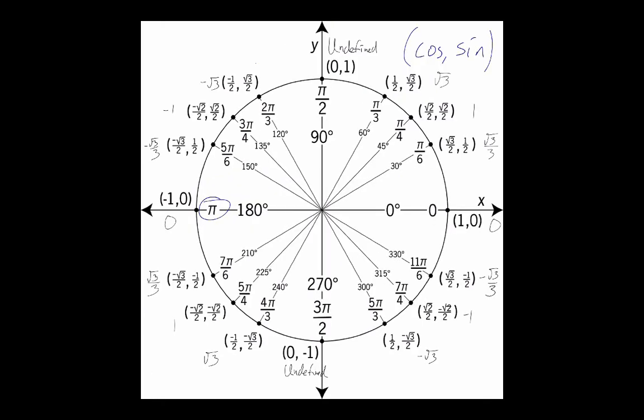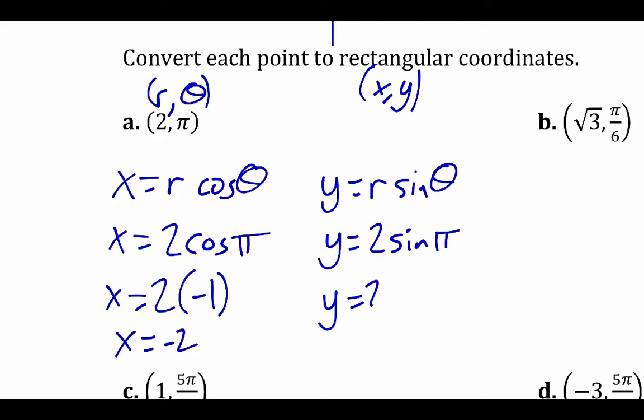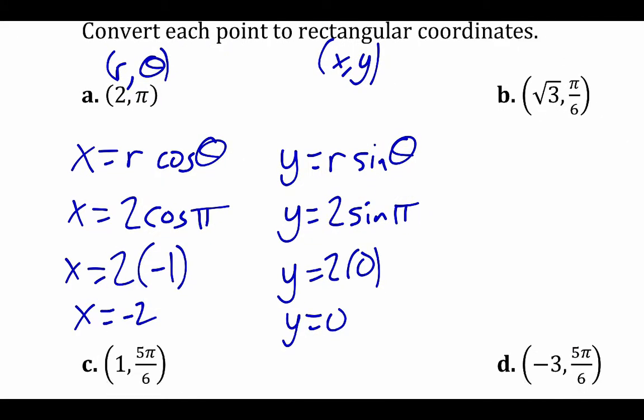Again, going to the unit circle, we find pi. Hey, we were already looking at that. Look at the y coordinate. That's where we find the sine of an angle. So we have y equals 2 times 0, which is, well, 0. So the x and y coordinates of A are -2, 0.